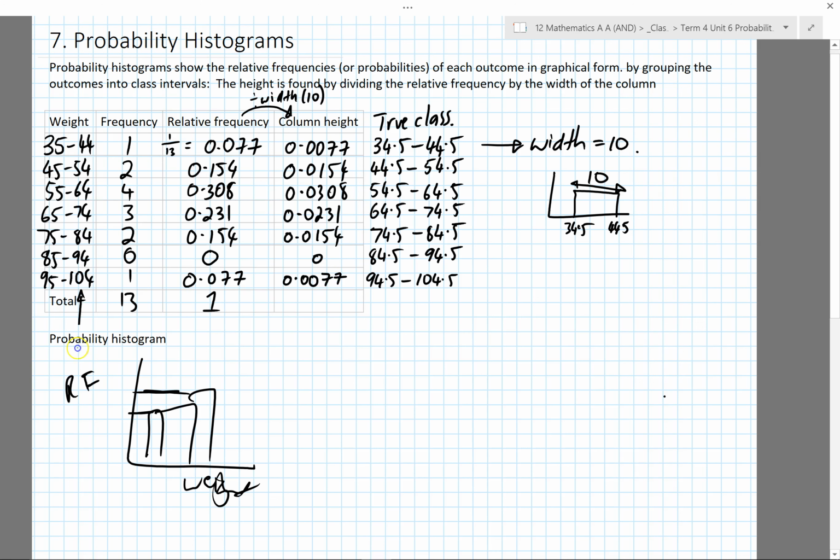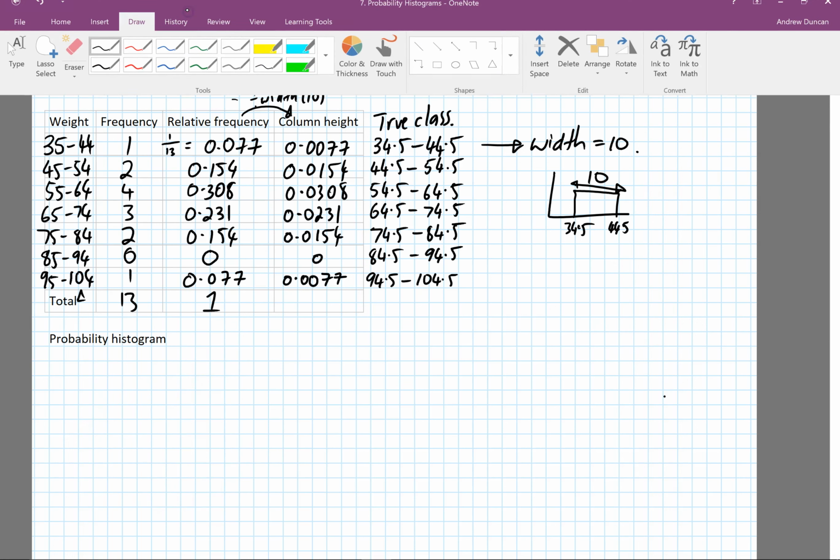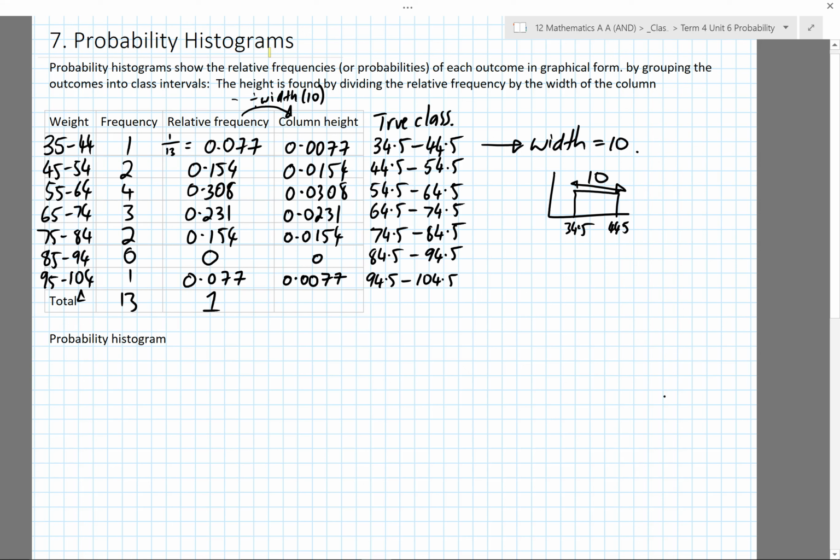So if you chose these initial classes to be maybe 35 to 64 and then 65 onwards, 65 and 90 for example, you'd end up with a width of probably 30 and you'd be dividing here by 30 instead of dividing by 10. Okay, so that's the whole idea. So from here we can finally construct our probability histogram, and we'll be graphing the true class limits with the column height. Okay, these two are the ones that we'll graph.